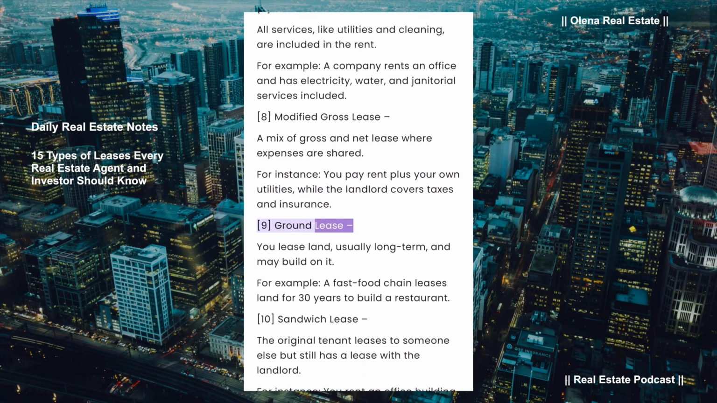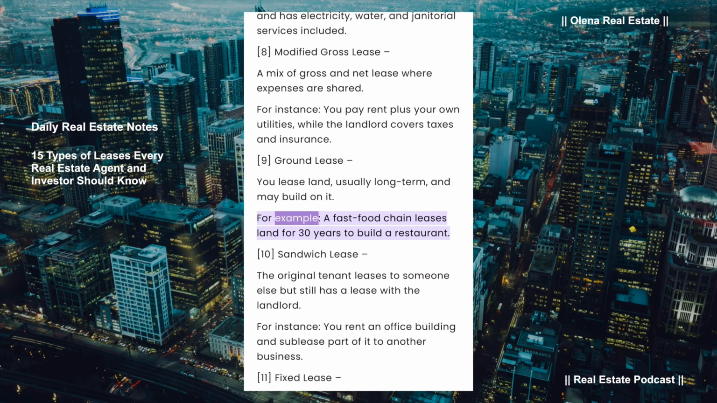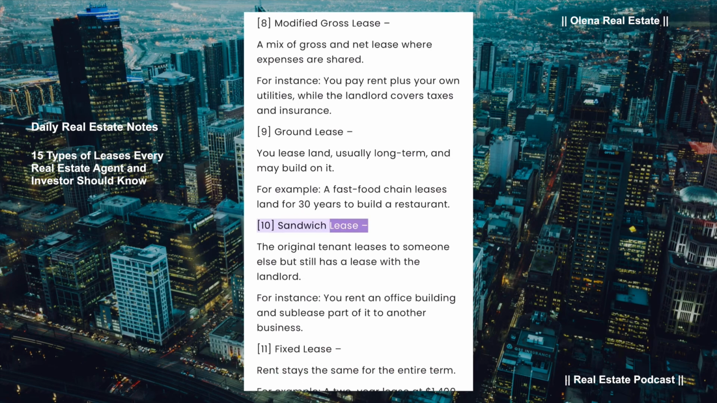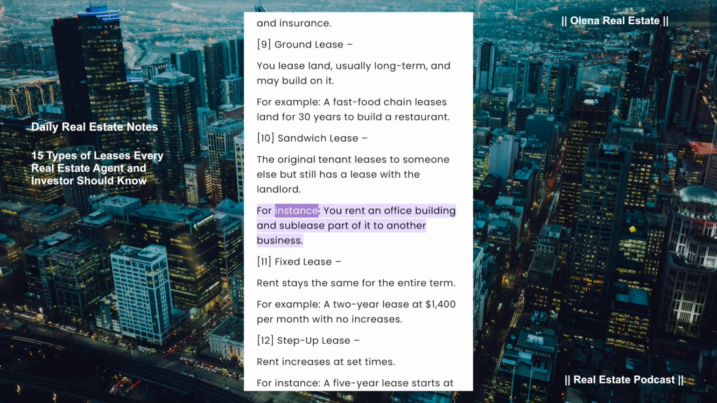Ground lease. You lease land, usually long-term, and may build on it. For example, a fast food chain leases land for 30 years to build a restaurant. Sandwich lease. The original tenant leases to someone else but still has a lease with the landlord. For instance, you rent an office building and sublease part of it to another business.